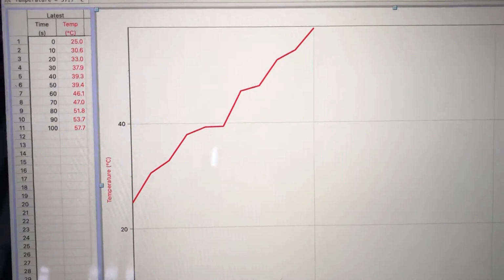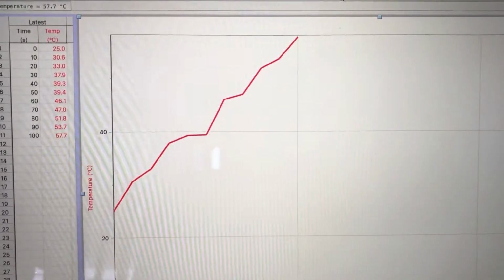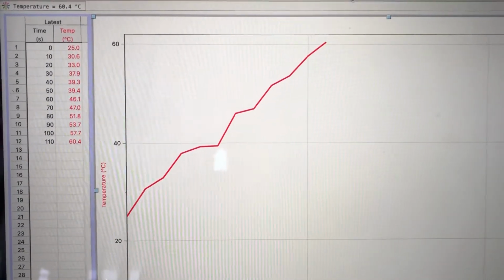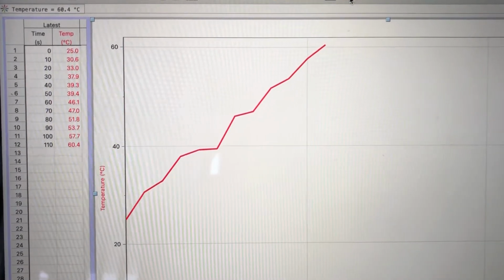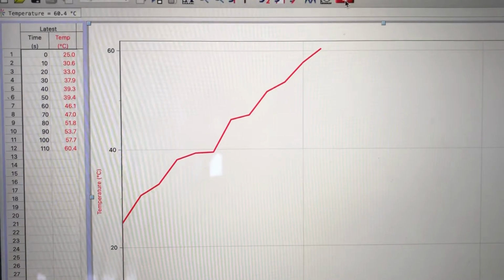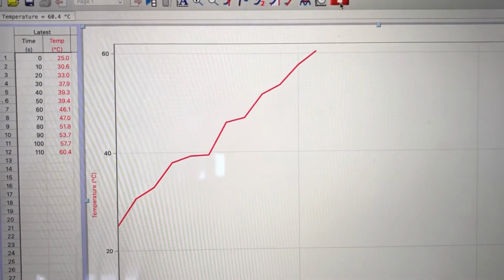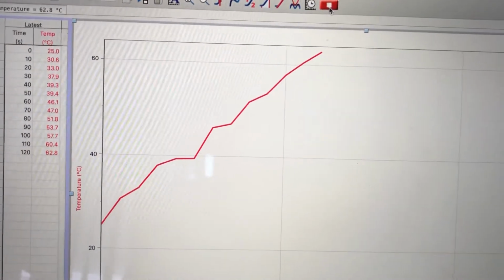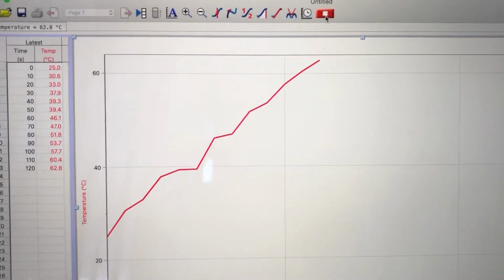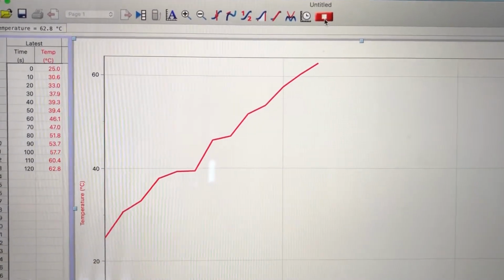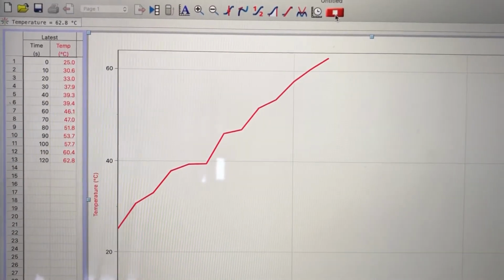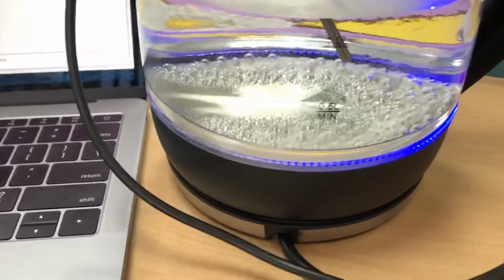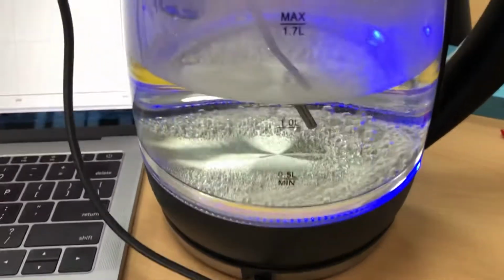You can see that it's not really a super nice straight line. It's a little bit erratic. As we scale this out when we're done, we'll probably see a little bit more of a difference. And again, we might have got a smoother line, with a more representative, even increase in temperature, had we been stirring as we collected the data. So back to our kettle.